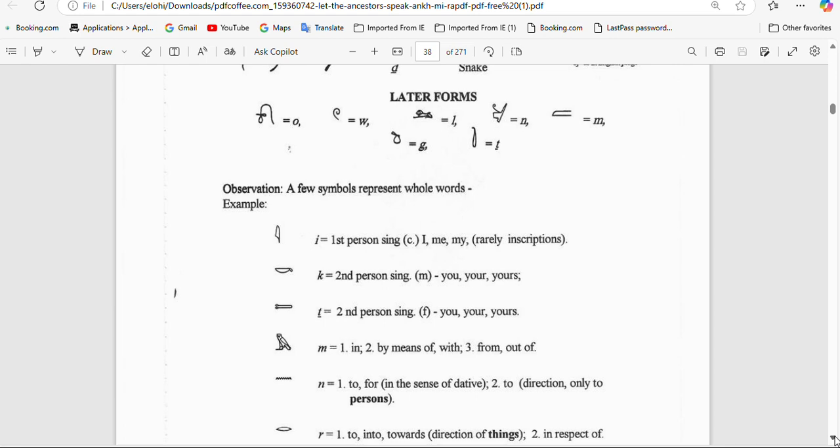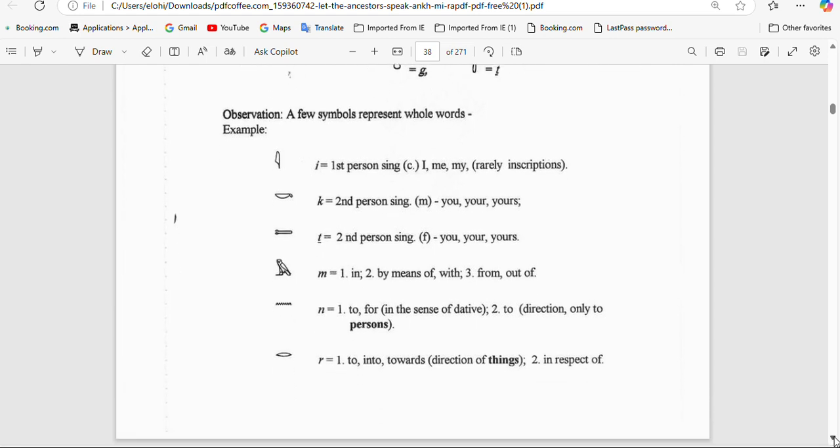Observation: a few symbols represent whole words. For example, this is a reed leaf here. On I, it can represent first person singular: I, me, my. Rarely inscription. And then you have the K here, second person: you, your, yours. Then you have the cha again, second person singular, could be you, your, yours. Then you have the M again.